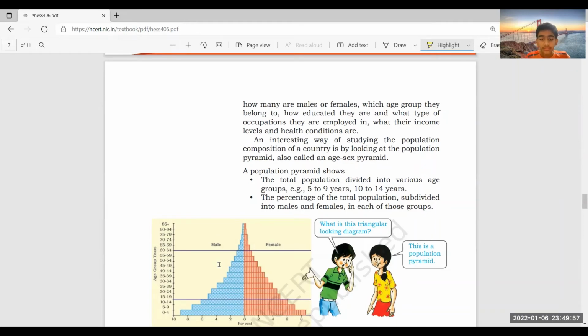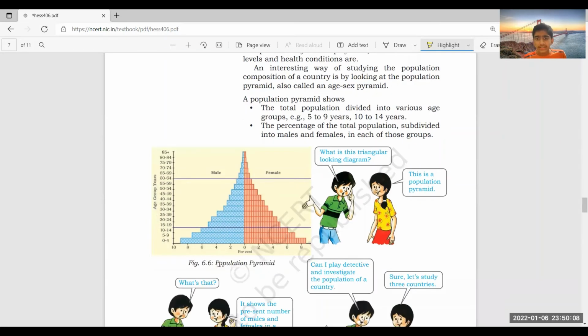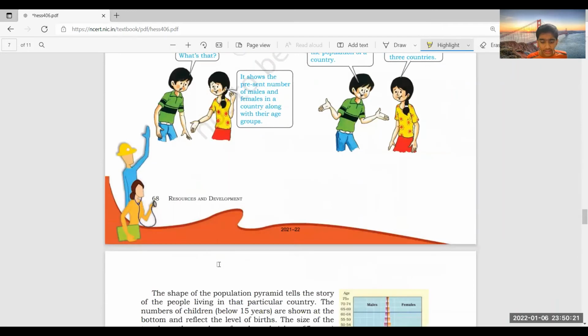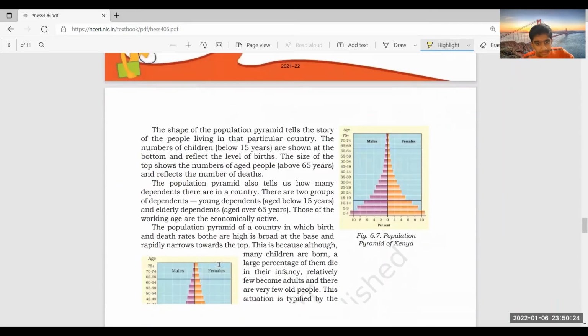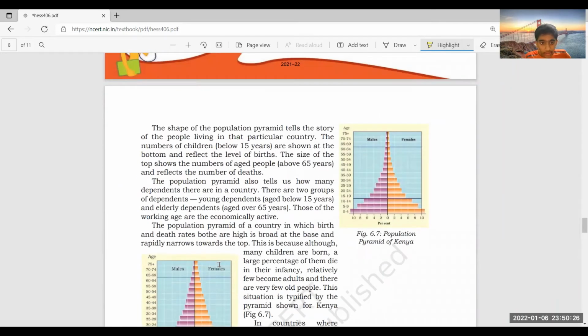Now in this population pyramid, the total population is divided into various age groups like 5 to 9, 10 to 14, 15 to 18, like that. They show the percentage of every age group, subdivided into males and females. It shows whether there is any increase in an age group's growth, like that. So it plays a very important role, this population pyramid.